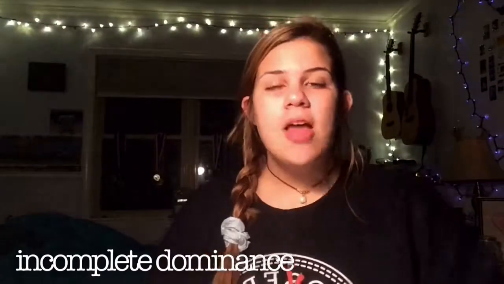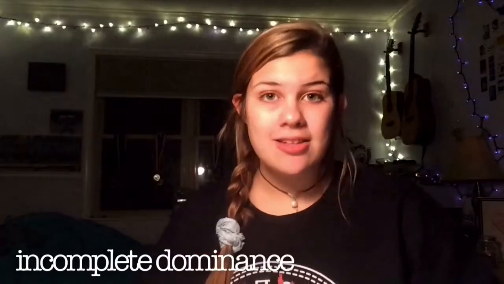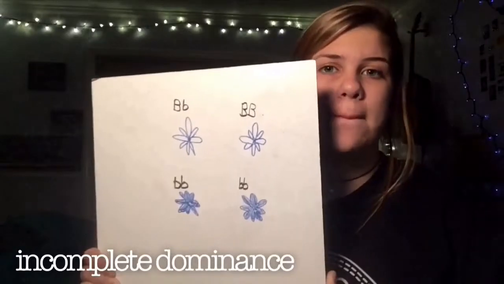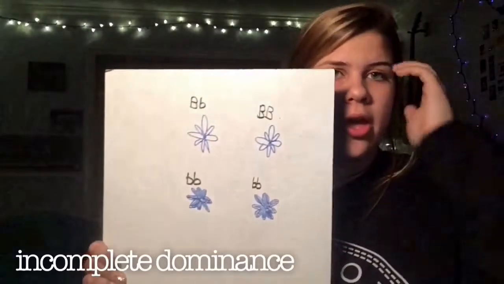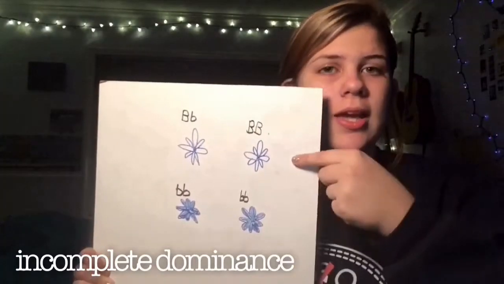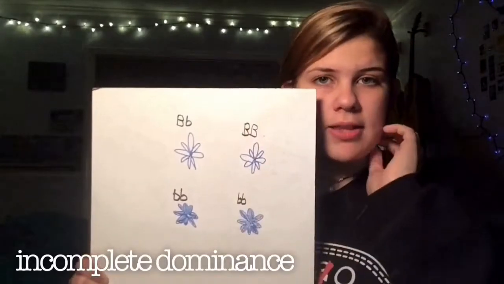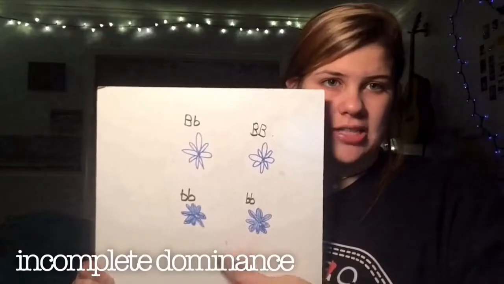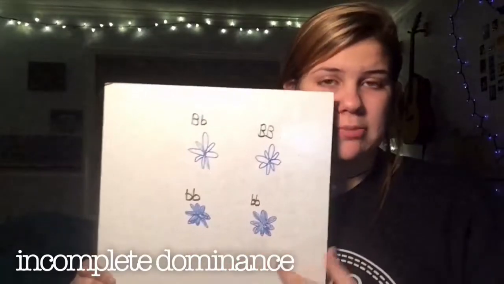Another part of inheritance patterns is epistasis. This is where one gene can mask the phenotype of another gene. Now let's say you have flowers which are determined by the B alleles. The big B is dominant over the little b, and the big B is going to make the flower white. Now, if you are homozygous recessive and have little b, then your flowers can be blue.